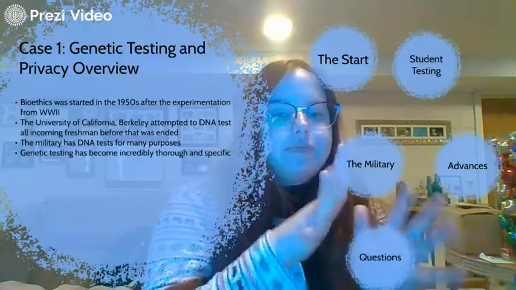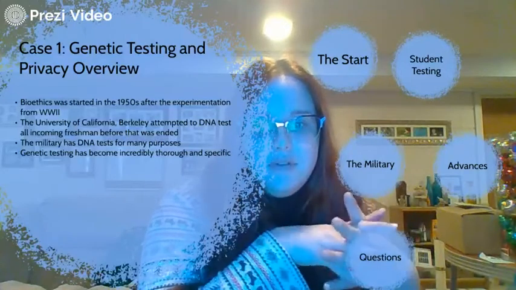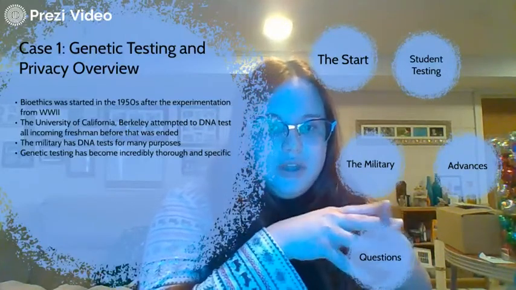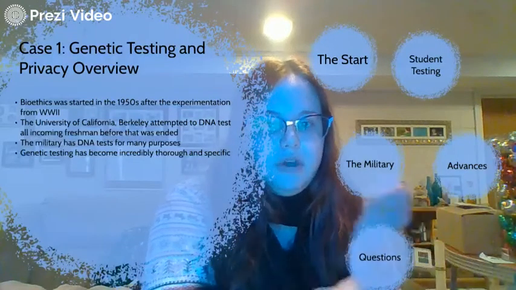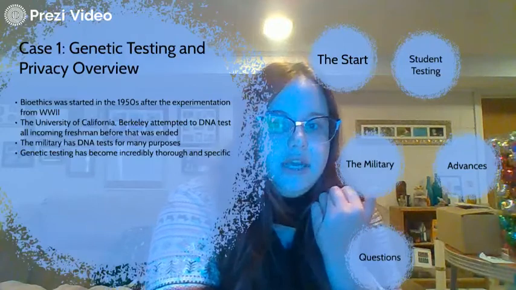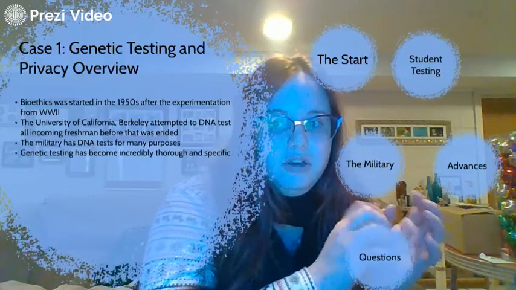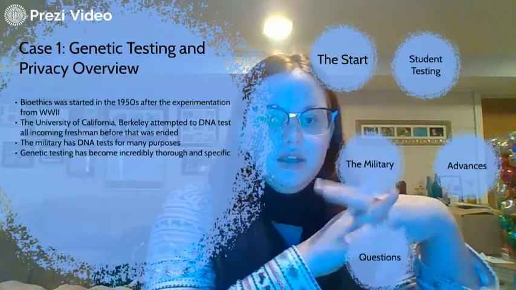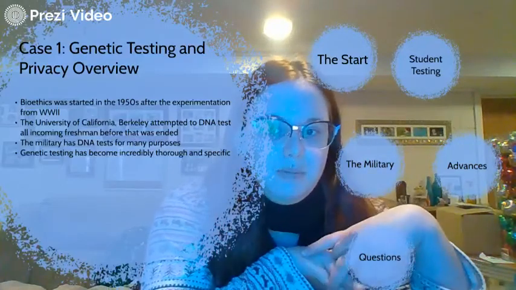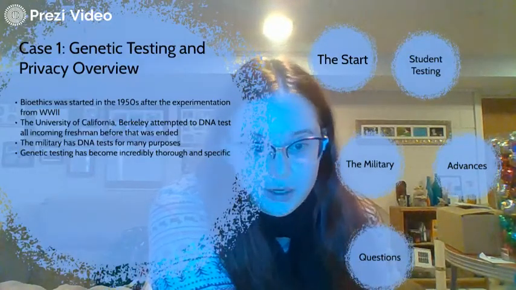Some of the overview details on it are that bioethics was started in the 1950s after all of the experimentation that happened in World War II during the Holocaust. Also, moving to more modern day, the University of California, Berkeley attempted to do DNA tests on all incoming freshmen, and that was ended. The military has many different DNA tests for different purposes, and genetic testing has become incredibly thorough and specific. So I'll go from the start.